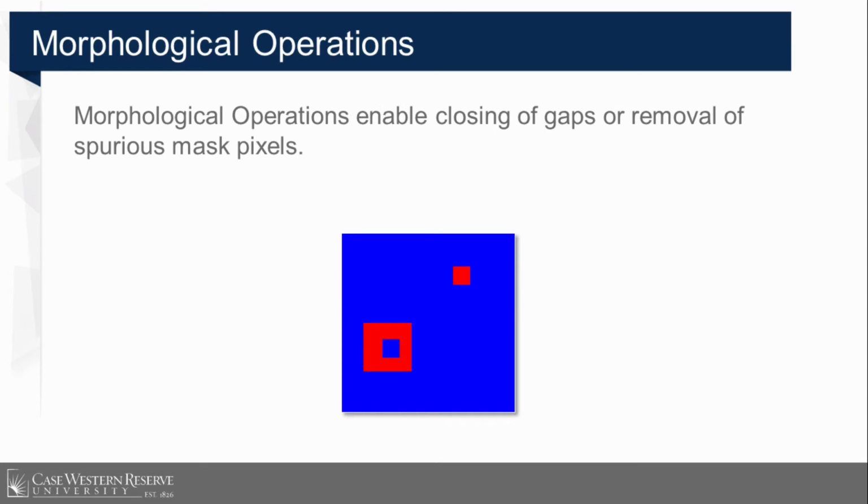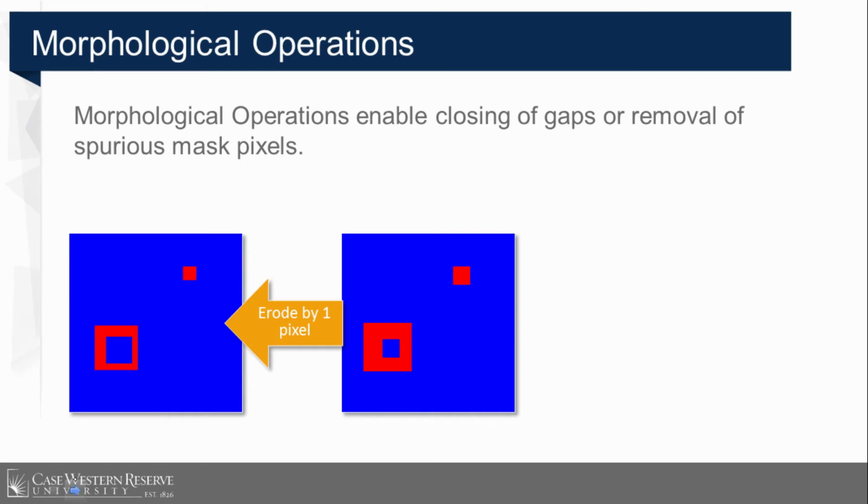So my goal is to get rid of all of these gaps that I have in the mask that I've made of my head. And one way I can do this is to use what are known as morphological operations. These are nonlinear operations which enable the closing of gaps or the removal of spurious pixels that are appearing in my mask. So let's take a look at how we can do each of these.